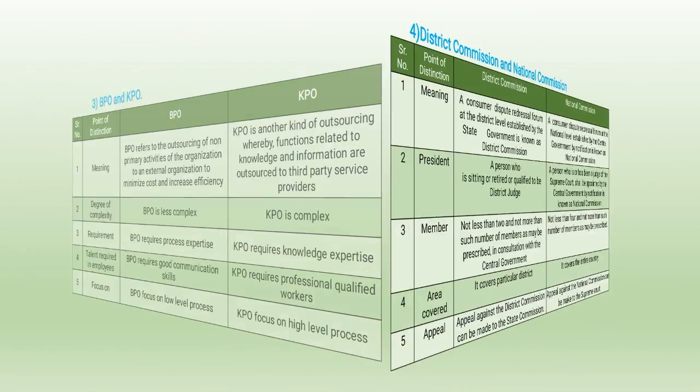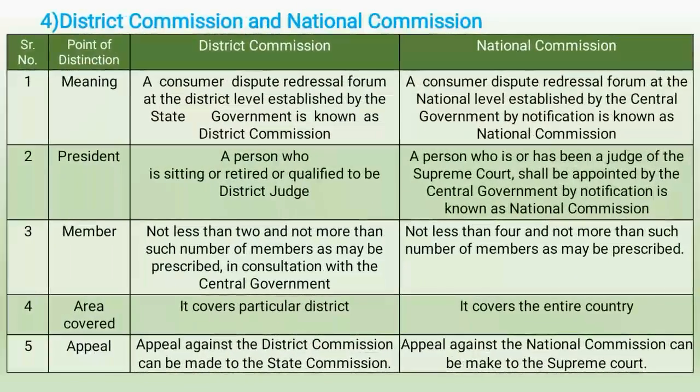And the fourth one is like this: district commission and national commission. Point of distinction are meaning, president, member, area covered, appeal, etc. And in this way, we have completed 4 questions. That means first 4 questions of sample paper.